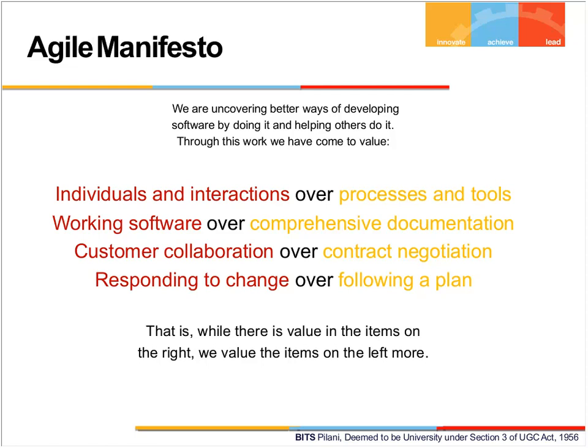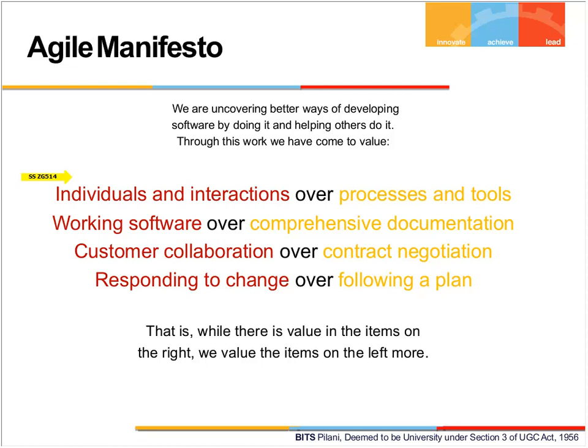Focus on individuals and interactions over processes and tools, right? Before reading the manifesto, just read the last line. What it says is that while there is value in the items on the right side, we value the items on the left more. So put more emphasis on individuals and interactions rather than processes and tools.